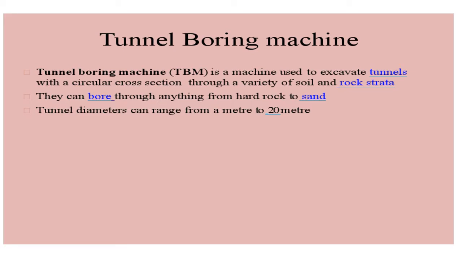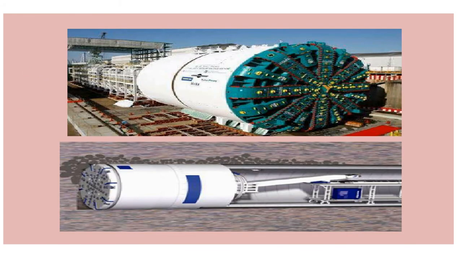Now coming to tunnel boring machine. A tunnel boring machine is a machine which is used to excavate tunnels which have a circular cross section through a variety of soil and rock strata. Okay, so this machine is basically used for constructing tunnels with a circular cross section, and it can be used in different kinds of soil as well as in rock strata. They can bore through anything from hard rock to sand. The tunnel diameters can range from 1 meter to 20 meters.